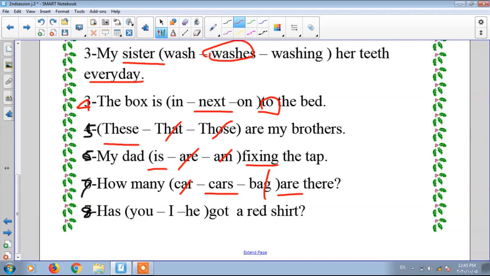Number eight. Has, you, I, he got a red shirt? I choose what? Here we have "has". I start my question with "has". "Has" comes with "you"? Wrong. Comes with "I"? Wrong. Comes with what? He. So, has he got a red shirt? Remember, when we have he, she and it, we choose what? Has. But when we have I, they, we, you, we choose what? Have.